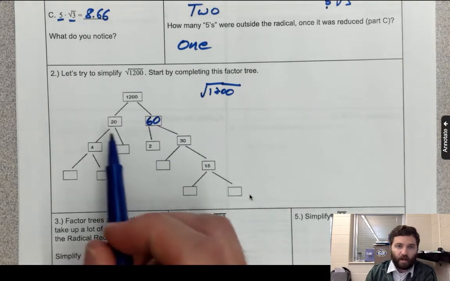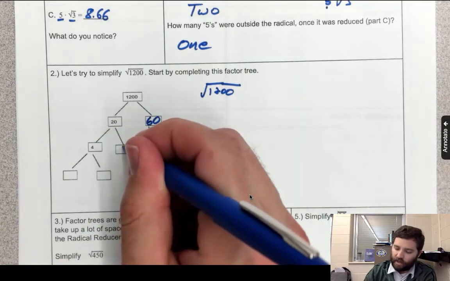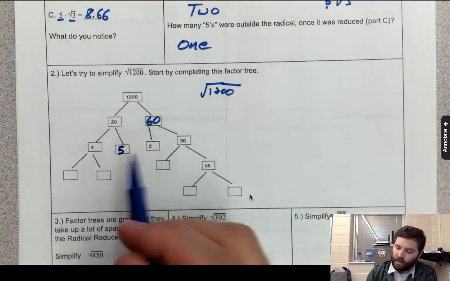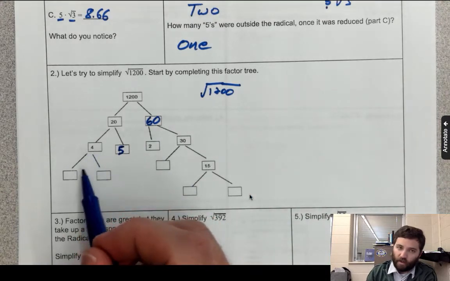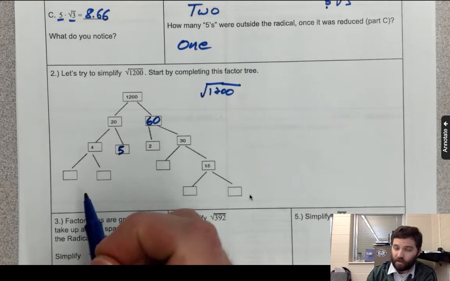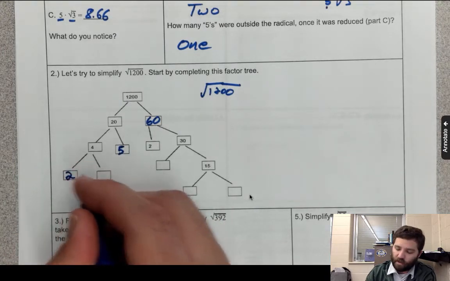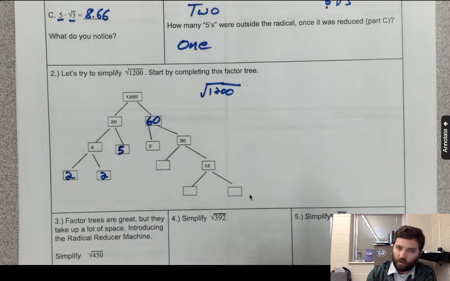And then what does 20 break into? Well, if I divide 4 out, then I get down to 5. And then if I try and break up 4, the only factors it breaks into are 4 and 1, but you want prime factors. That's our goal here, to break it into prime factors, which means numbers that don't break down any further. So that would be 2 and 2.